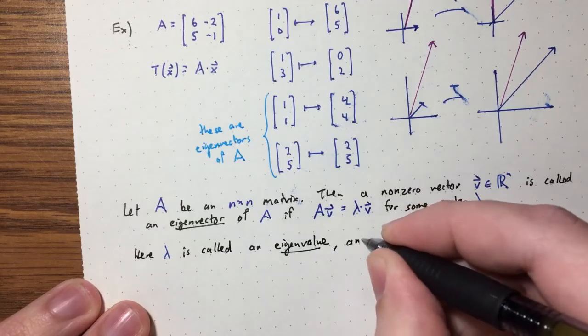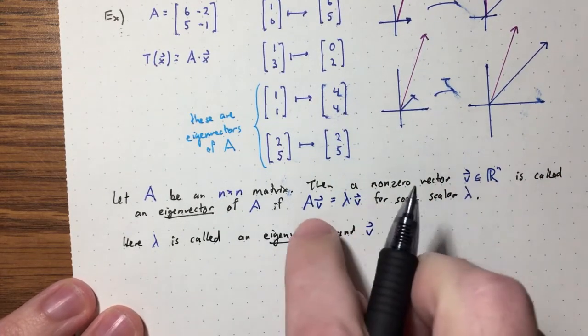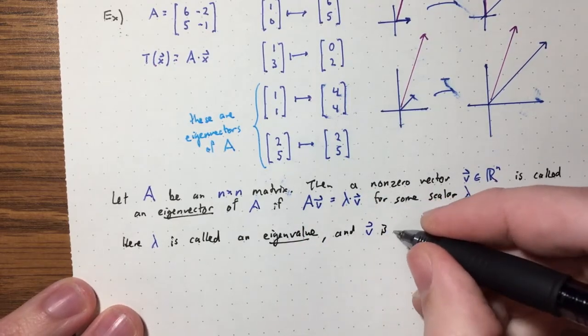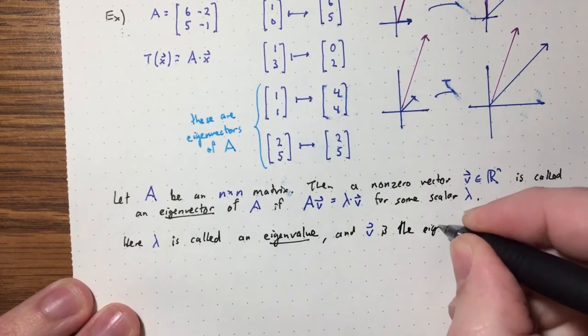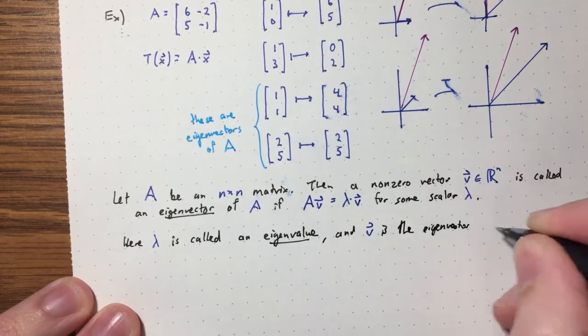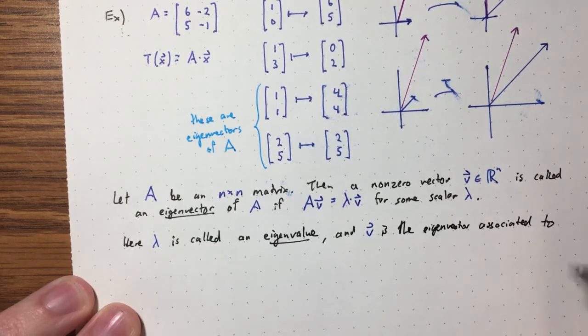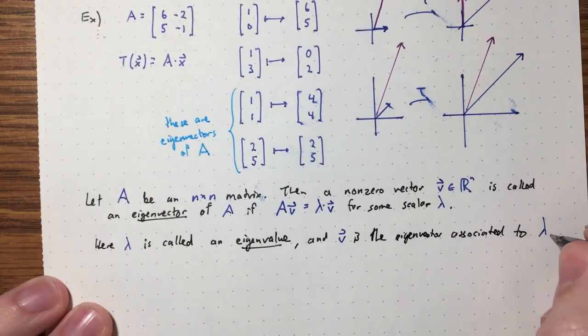And we say v. Okay, so this v is the eigenvector associated to lambda. So v is the eigenvector associated to the eigenvalue lambda. Okay.